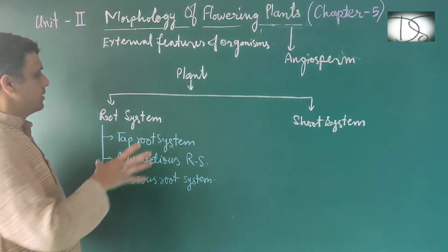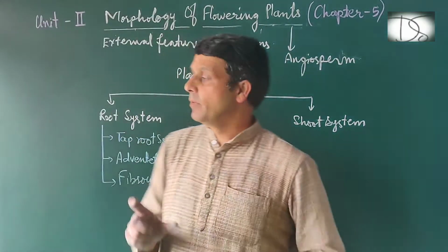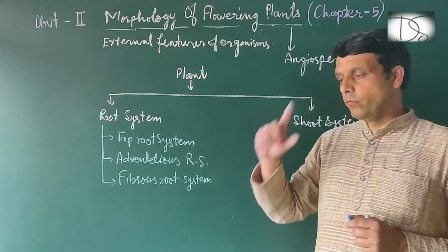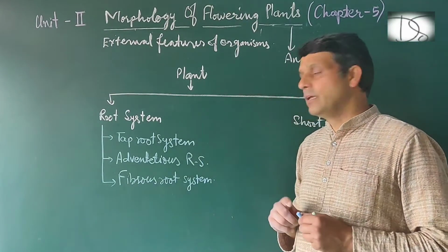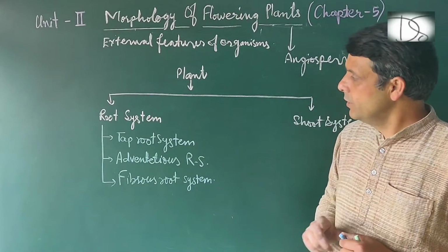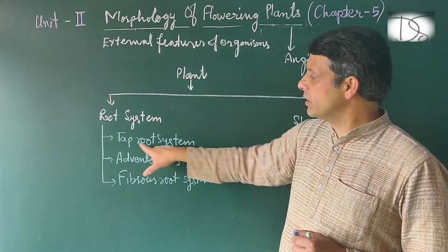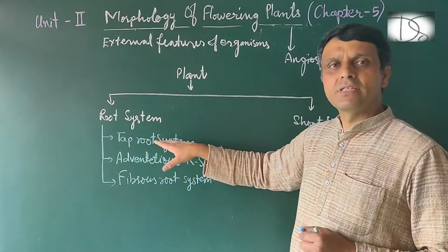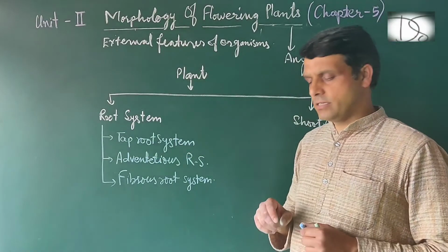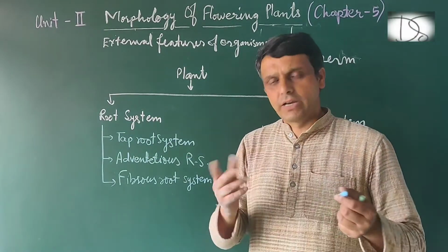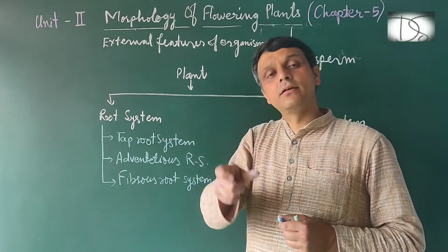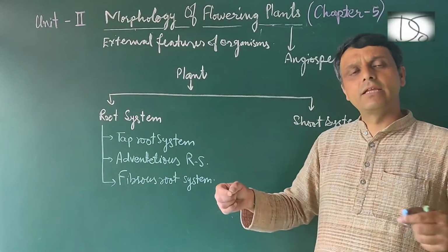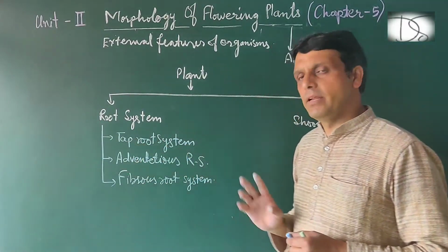So generally the root arises from a structure present in the embryo that is called radicle, about which we shall be studying later in this chapter. So when the root originates or develops from the radicle of the embryo, those roots are called taproots, and the system is called taproot system, and the best example is radish. Here the main root is derived from the radicle, and the secondary and tertiary roots originate from this main root.